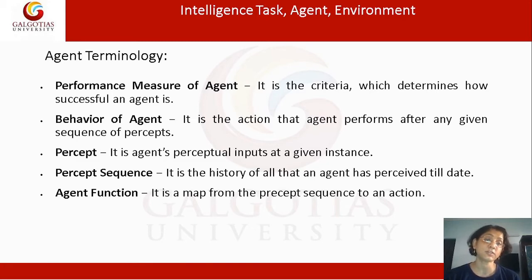Behavior of an agent is the action that the agent performs for any given sequence of percepts. It will be considered the behavior of the agent. The percept is the agent's perceptual input at a given instance, what the agent has taken as an input. Now, the percept sequence is the history of all that an agent has perceived till date. So, a sequence of perceptions. The agent function is the map from the percept sequence to an action. So, it is a mapping between the percept sequence, what it has taken as an input, and what action it has taken based on that input. This is a kind of if-then.